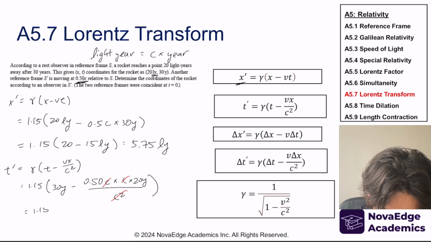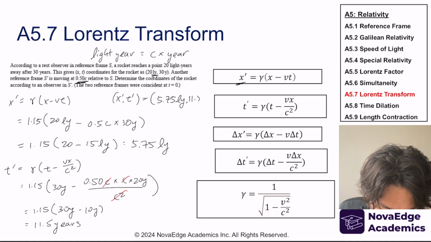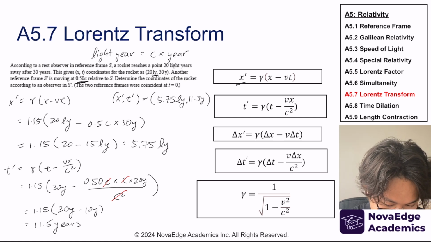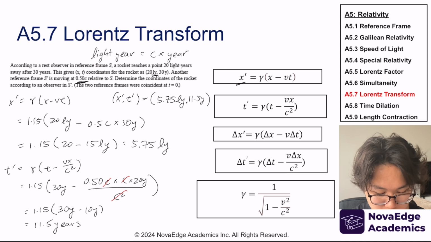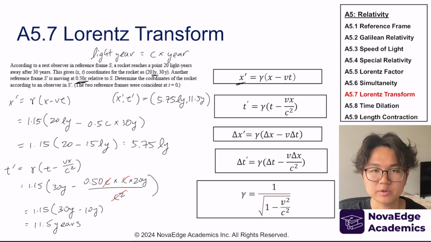Okay, so 1.15 times by 30 years minus by 10 years. Okay, so that's 11.5 years. Okay, so x prime t prime coordinate is equal to 5.75 light years, 11.5 years. Okay, so essentially speaking, just to summarize, from reference frame S, the event, whatever it is, the event is occurring at 20 light years and 30 years. But from the other person's perspective, it's occurring at 5.75 light years position and at time 11.5 years. Okay?